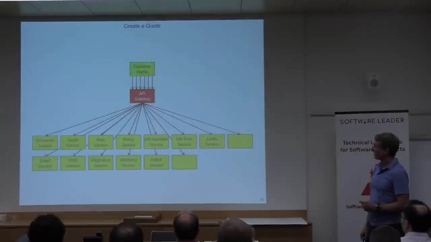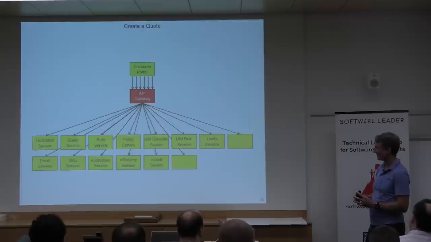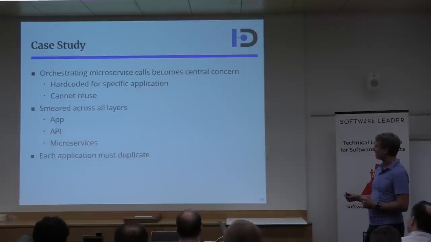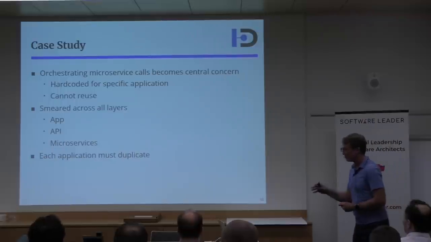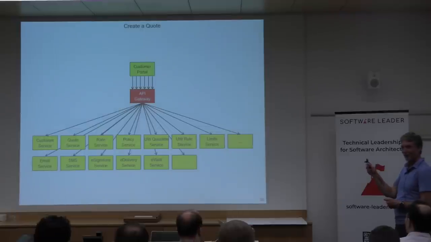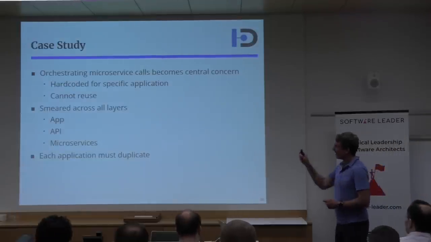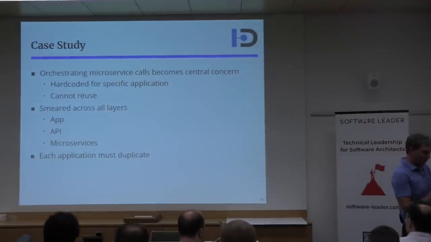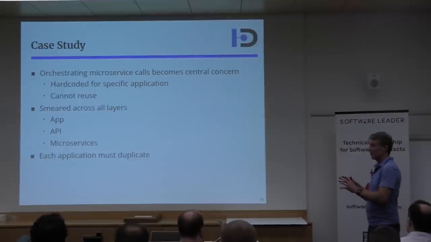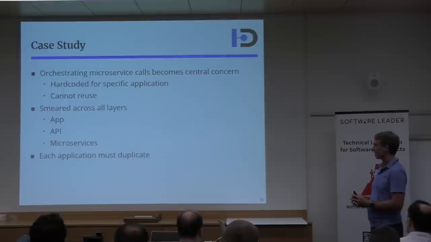Of course, once you get to this point, and the gateway has all the code, you got some problems you have to deal with, right? Now the orchestration, you know, that evil orchestration word, becomes a problem. And each one is hard-coded for the specific application. Don't forget, this is only the customer portal. And now all that orchestration, all those little bits of integration are all now smeared across the app. Some's in the app, some's in the API, and now some's in the microservices themselves. And now you have to duplicate that across every app.